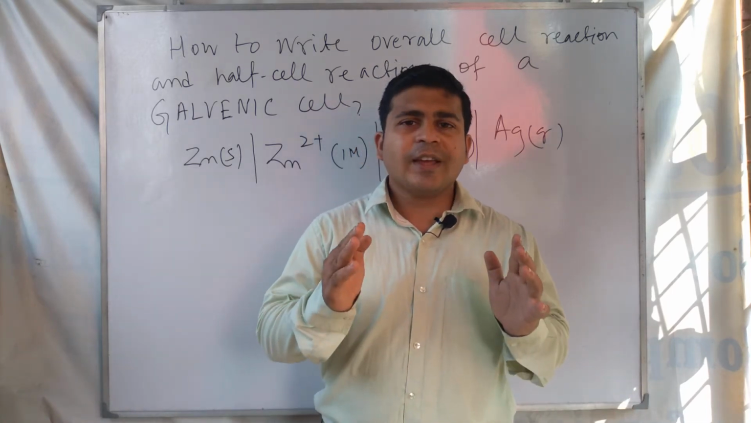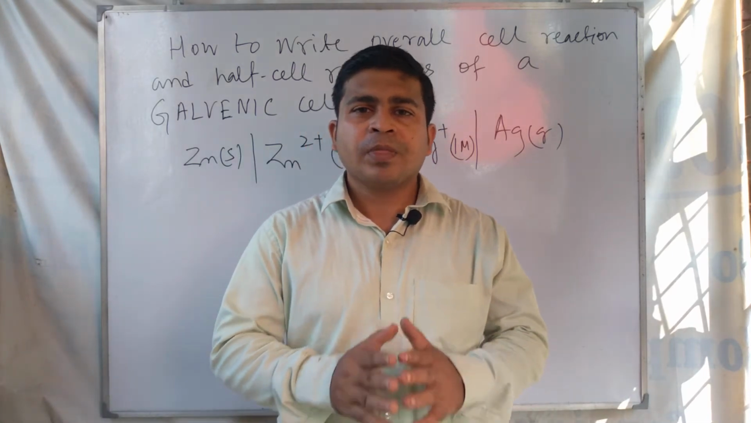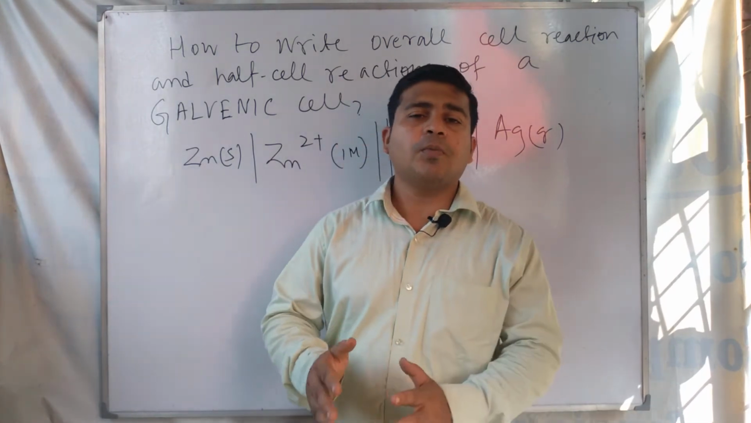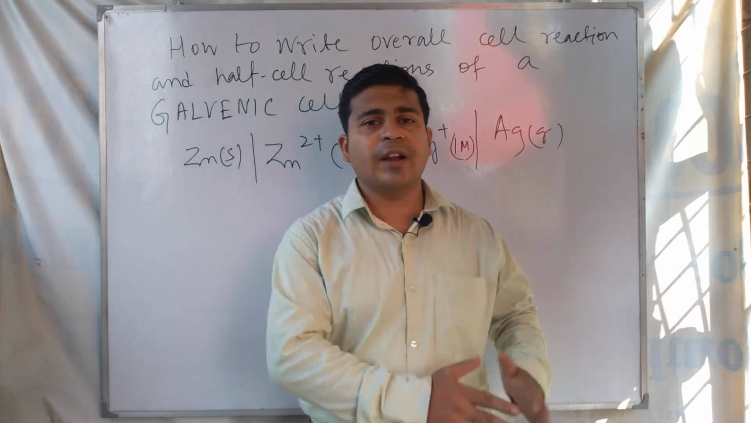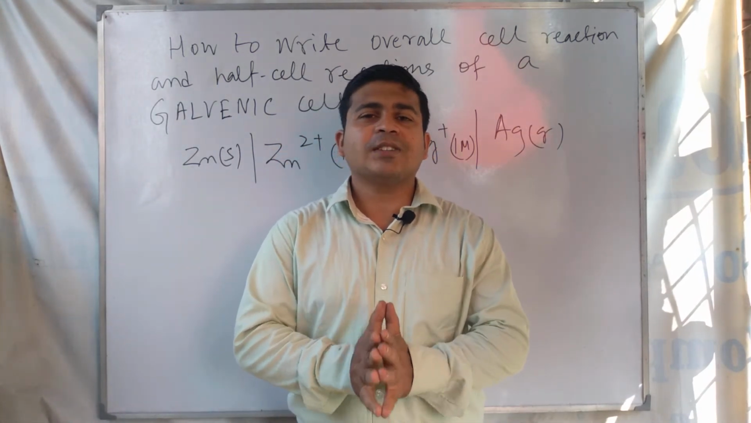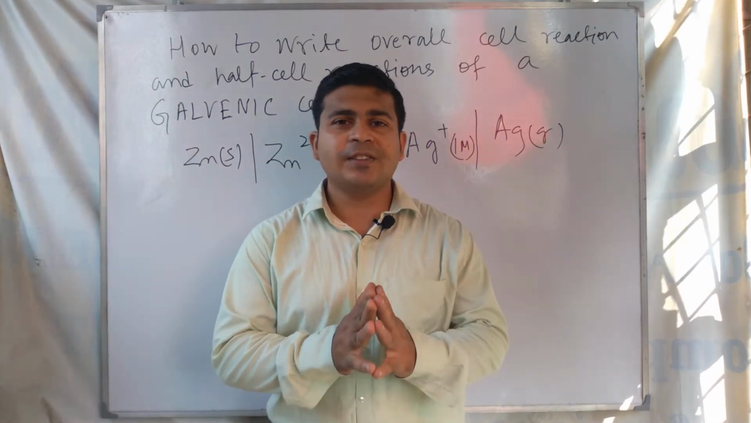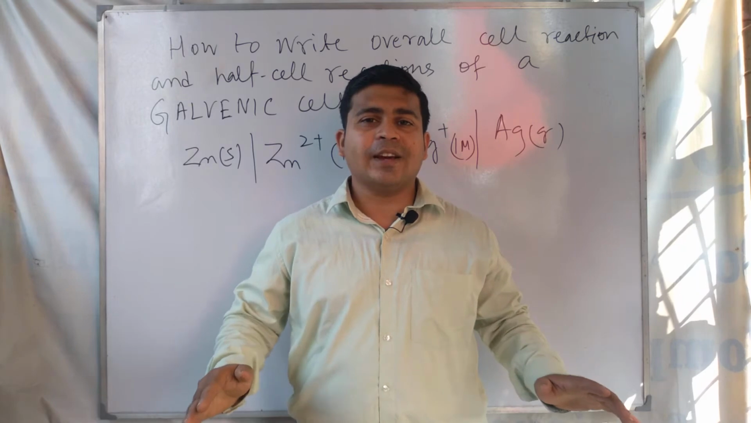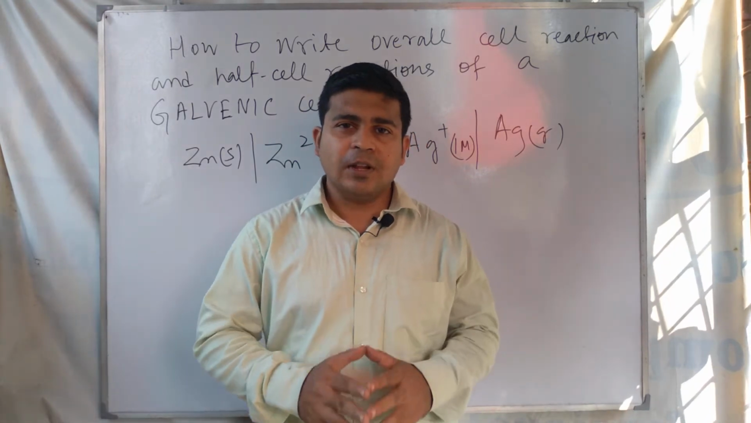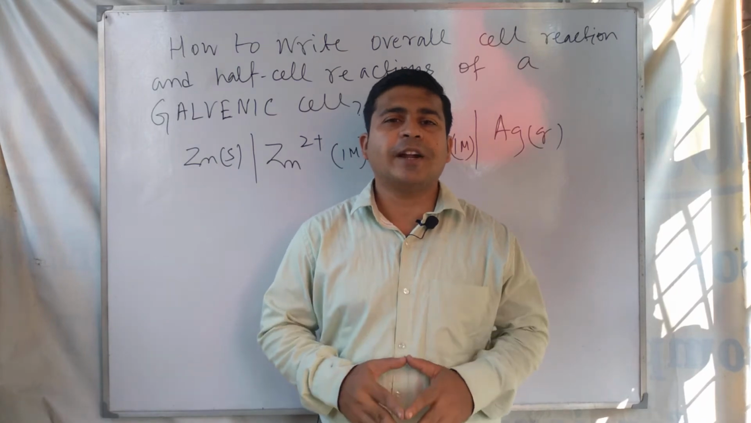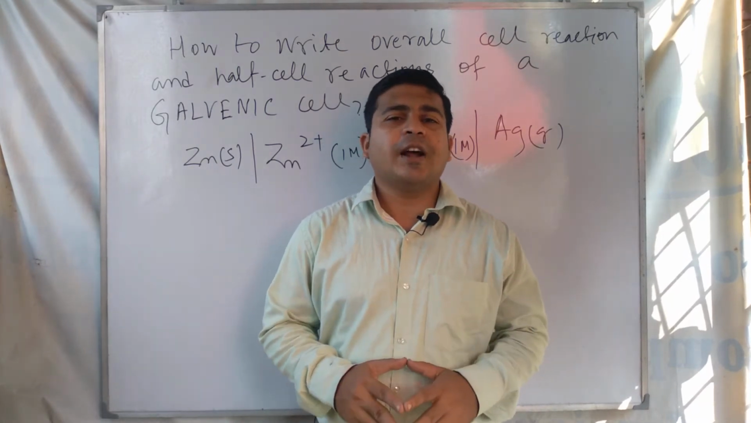So for a galvanic cell, a net cell reaction is present, and a half cell reaction is present for the oxidation half and the reduction half. In this video we discuss how to write the net cell reaction and the half cell reactions for a galvanic cell. So we start the discussion regarding this topic.